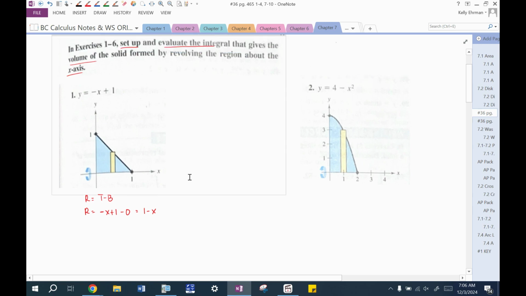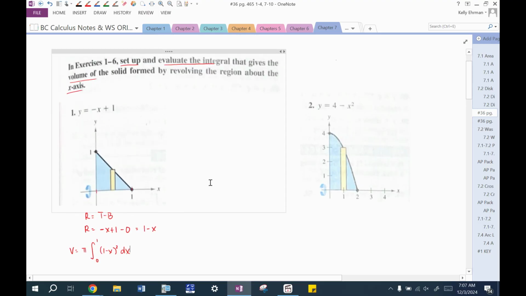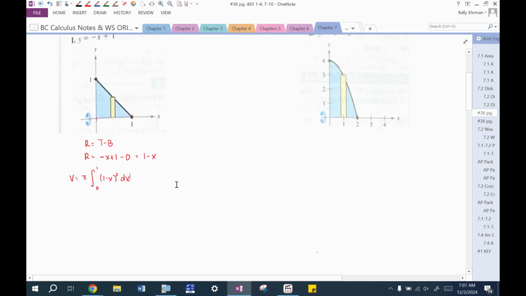Okay, and then our volume formula is that volume is equal to pi times the integral from the x bounds, 0 to 1, of r squared, so (1 minus x) squared dx. And we could use a calculator to solve these. When we have a quiz, it will be calculator, but that's not to say that you wouldn't find problems like this on the no calculator. So I went ahead and did these without a calculator because it's good practice.